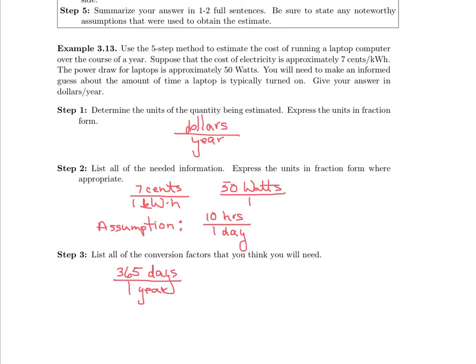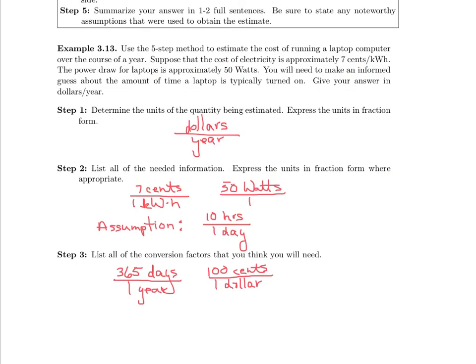Another thing to look at is the fact that our information is given in units of cents, but our final answer has to be given in units of dollars. So we're going to need to convert from cents to dollars. We can do that again with a simple conversion factor, namely 100 cents per $1. Okay.